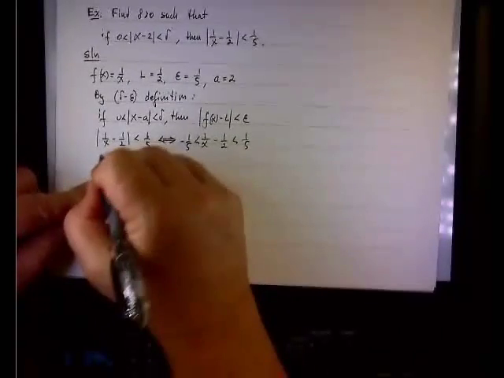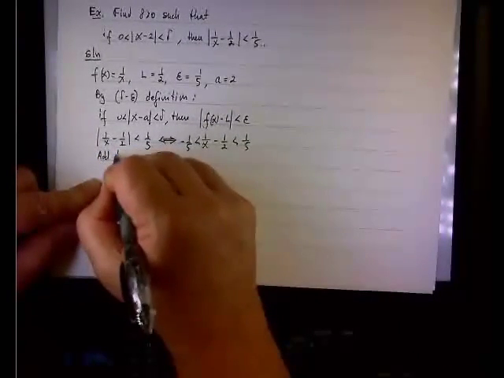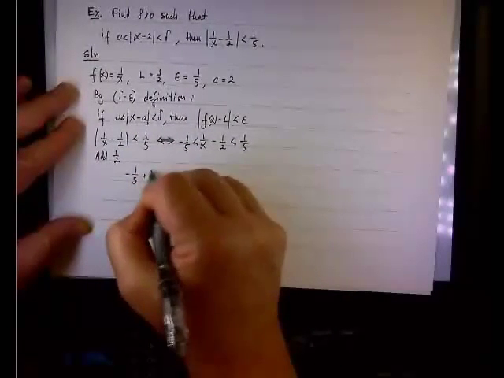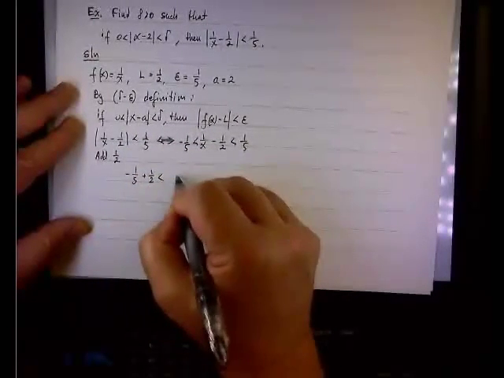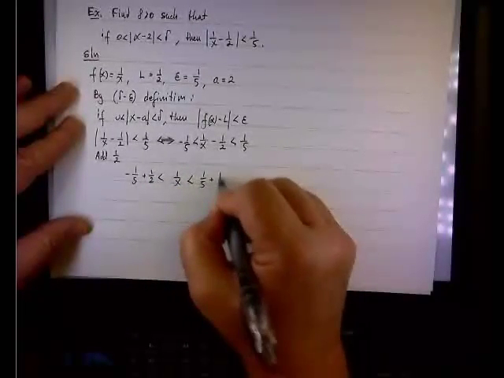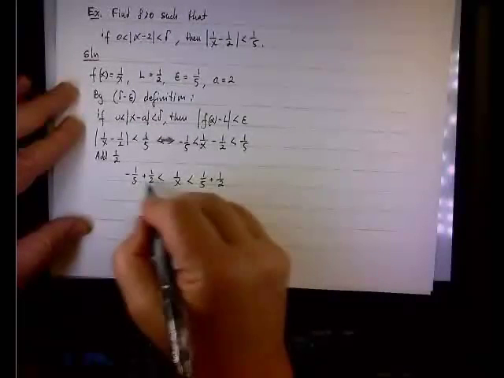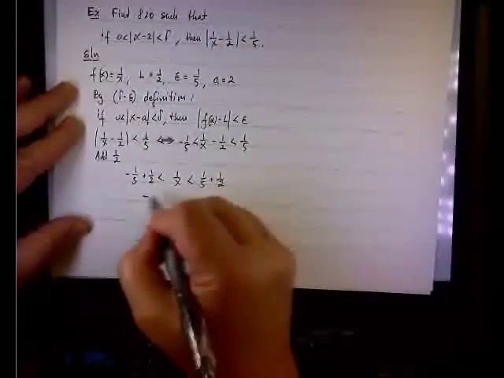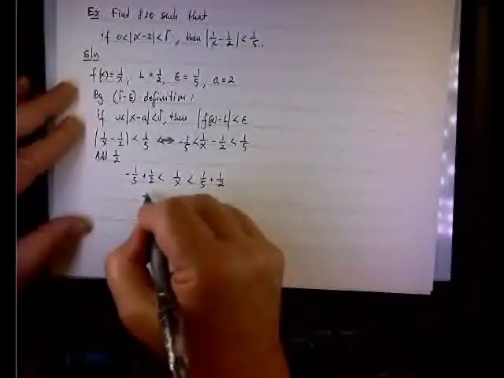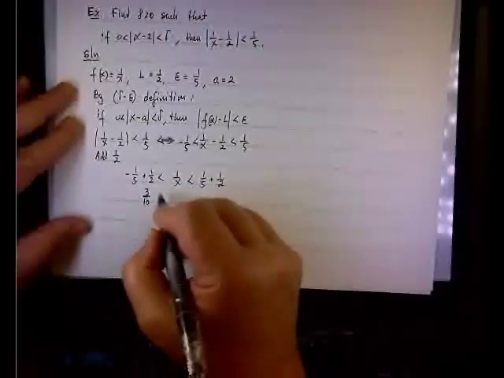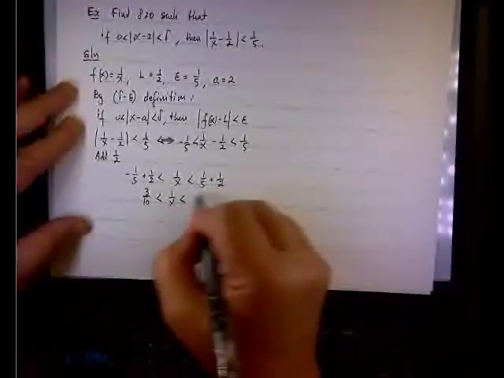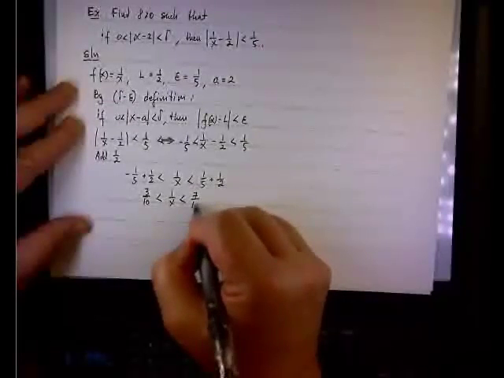Now add 1/2 to both sides and get negative 1/5 plus 1/2 is less than 1 over x, which in turn is less than 1/5 plus 1/2. Okay, work the common denominator. The common denominator is 10. Negative 2 plus 5 should get you positive 3 over 10, less than 1 over x, less than 7 over 10.